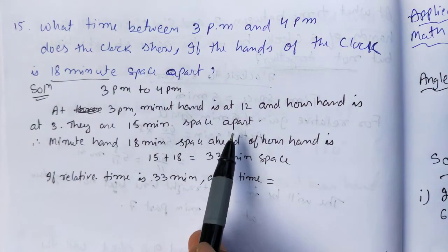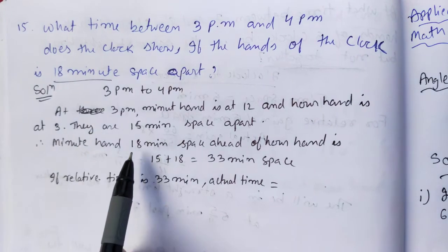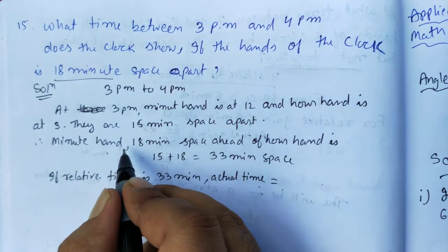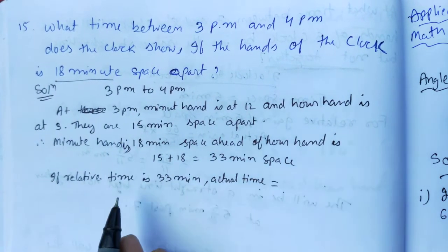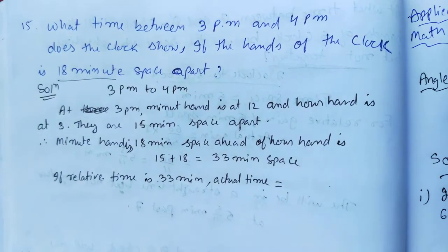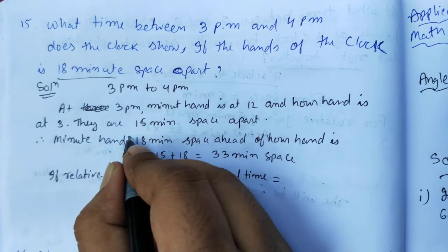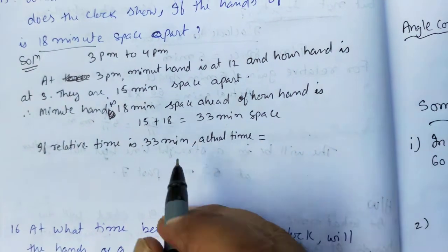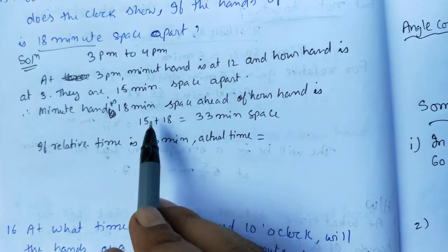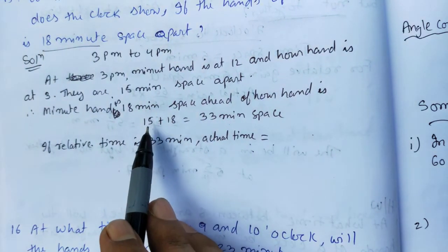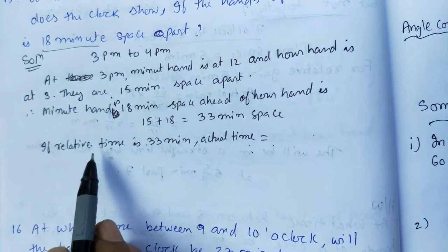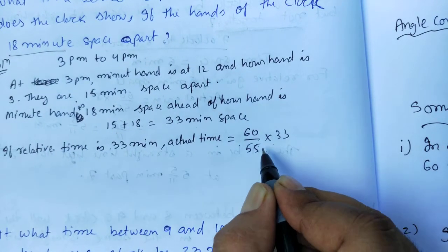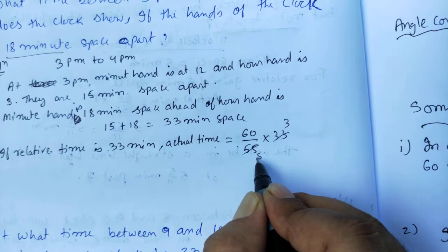So that means 15 minutes space apart is there. The minute hand has to be 18 minutes space ahead of the hour hand. It must be ahead of the hour hand. That means we have to add 15 plus 18, because it has to cross 15 minutes, so 15 plus 18 is 33. So for relative time space, what is the actual time? Formula is 60 by 55 into 33. Cancel it: 11 3s are 33, 11 5s are 55, 5 12s are 60.